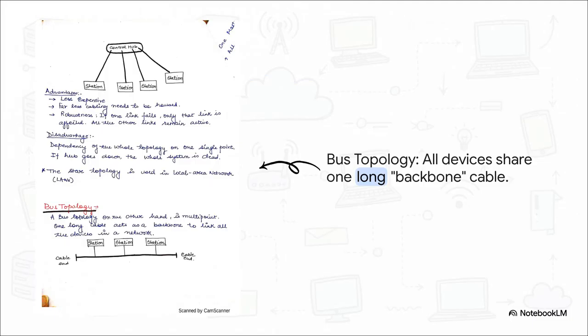All right, next up, we have the bus topology. Just imagine one long cable, the backbone, and every device just taps into it. It's like one main street, and all the houses are connected directly to that single road. All the traffic, all the data shares that one path.